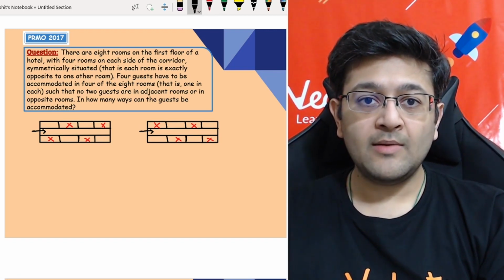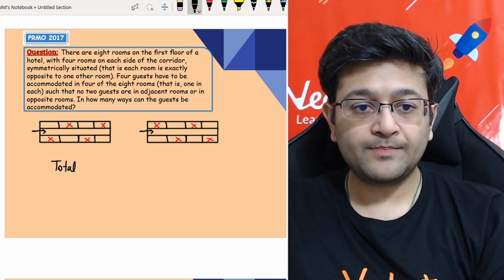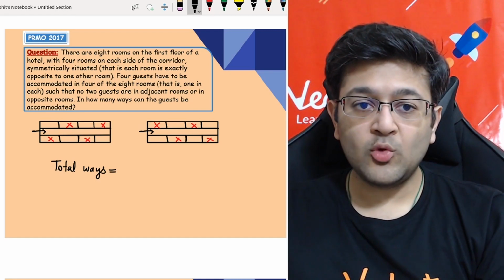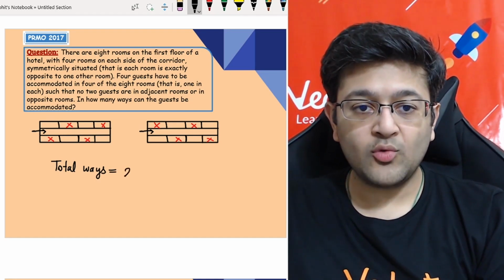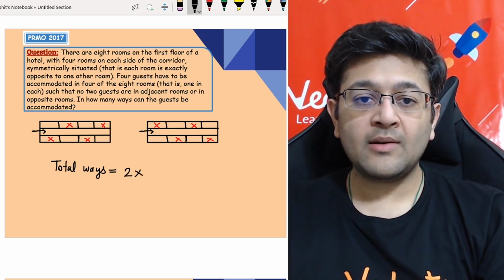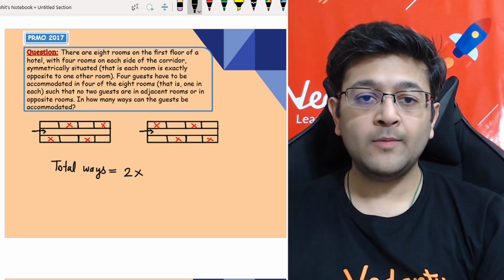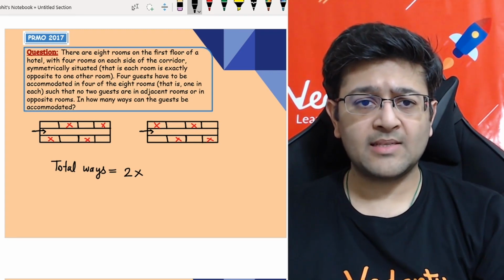So as you can see, to calculate the total number of ways, it's very easy now. Total ways will be, there are 2 ways to select the rooms, right? In each way we are selecting 4 rooms. In those 4 rooms we have to accommodate 4 guests, right?